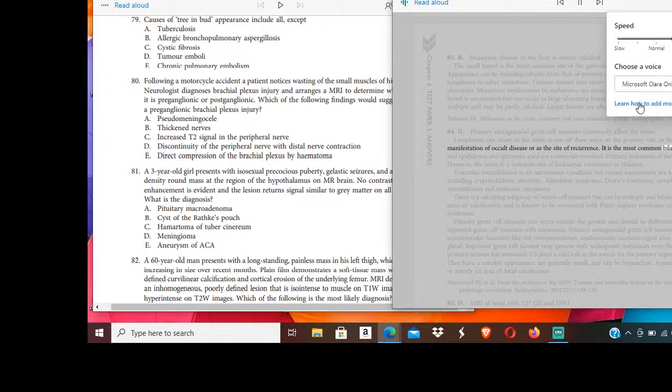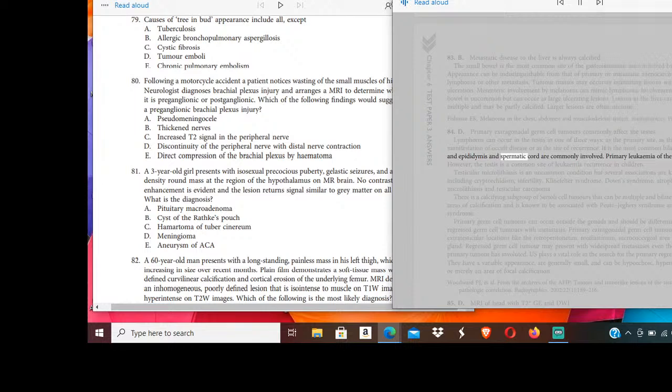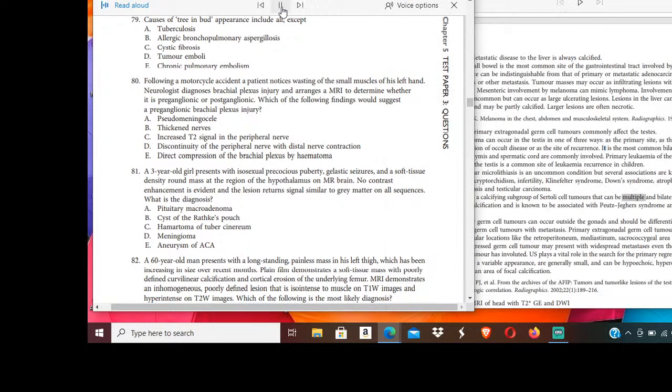It is the most common bilateral tumor, and epididymis and spermatic cord are commonly involved. Primary leukemia of the testis is rare. However, the testis is a common site of leukemia recurrence in children. Testicular microlithiasis is an uncommon condition, but several associations are known, including cryptorchidism, infertility, Klinefelter syndrome, Down syndrome, atrophy, alveolar microlithiasis, and testicular carcinoma. There is a calcifying subgroup of Sertoli cell tumors that can be multiple.